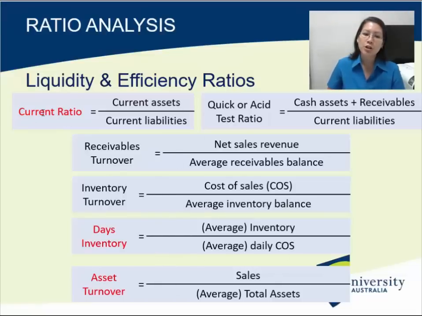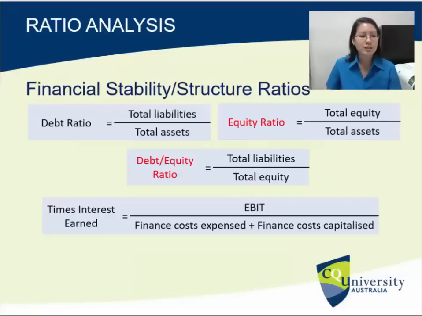Now in this unit, we only do the current ratio for liquidity and the last two for efficiency. The last group of ratios that I'll cover is the financial stability or solvency or long-term financial structure ratio. So how have we geared our company?